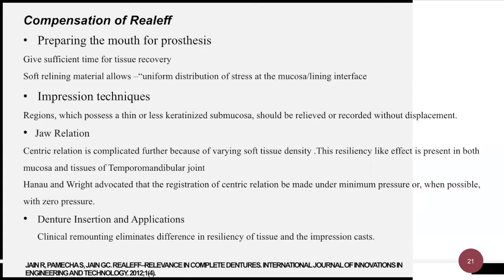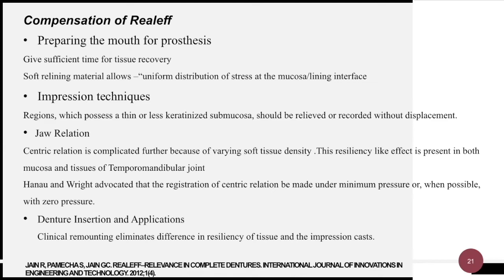How to compensate for the relief effect? Preparing the mouth for the prosthesis. So we give sufficient time for recovery. We ask the patient not to wear the dentures 24 hours prior to the impressions being made. Soft relining materials allow uniform distribution of stress at the mucosa lining interface. In the impression, whether there is thin or no submucosa or non-keratinized tissue present, it should be relieved.